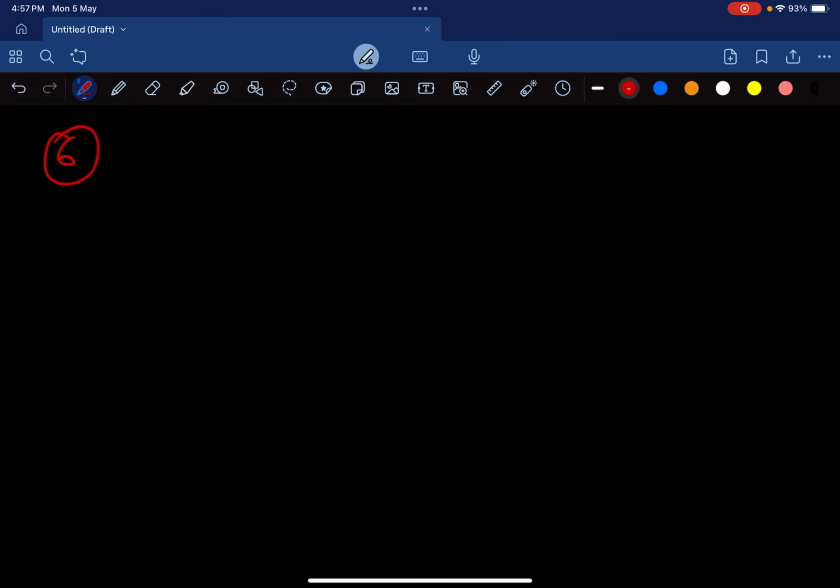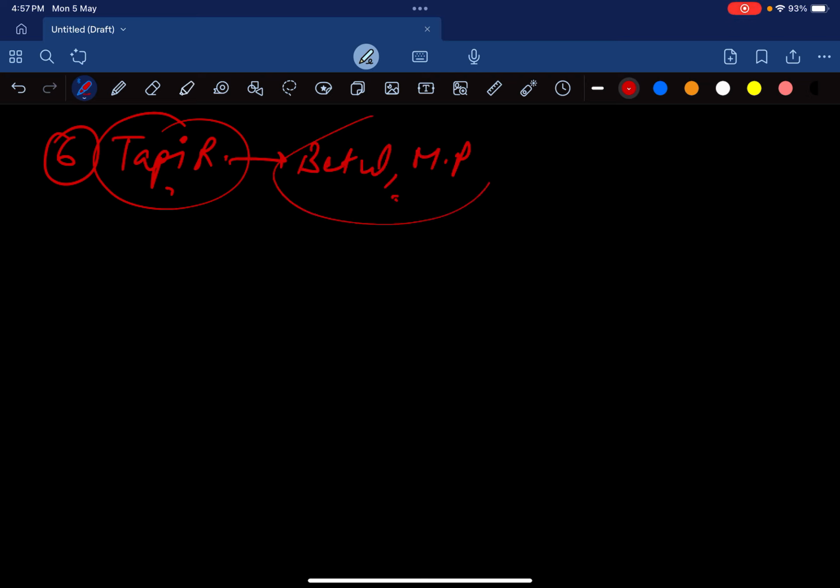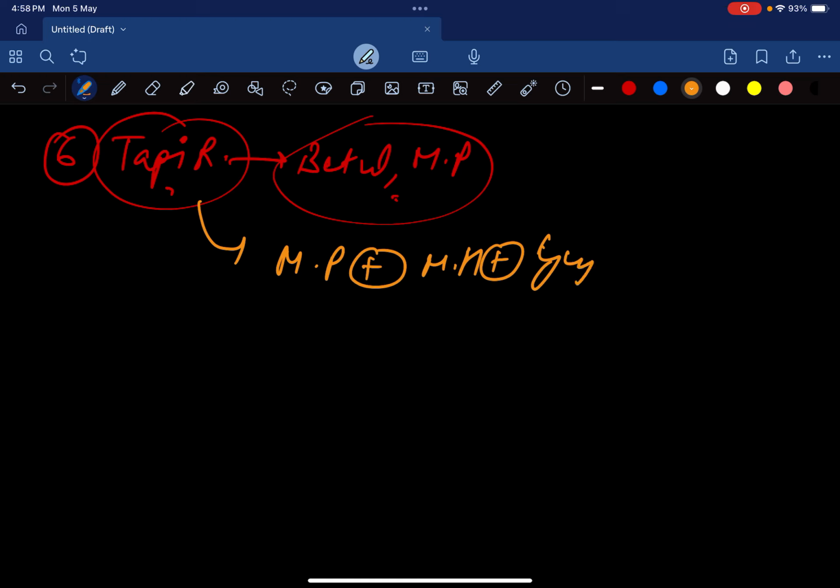If we talk about the Tapi river, it has its origin in Betul, Madhya Pradesh, right? And it flows through the states of Madhya Pradesh plus Maharashtra plus Gujarat. But despite having its origin in the state of Madhya Pradesh, that is at Betul, महाराष्ट्र के अंदर इसका 80% ड्रेनेज होता है, right.